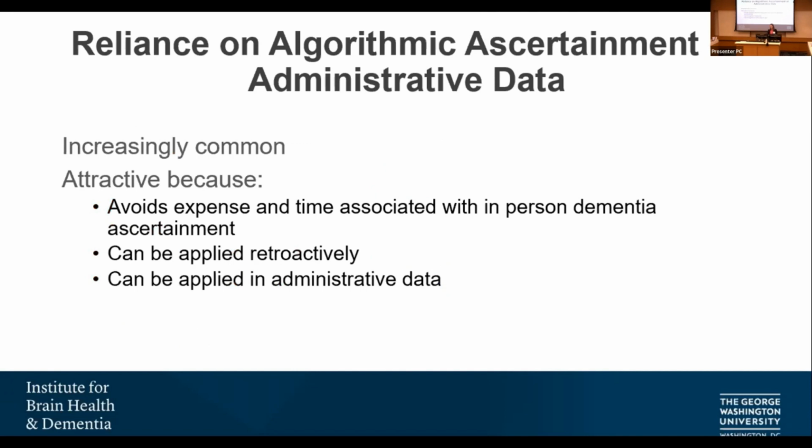So reliance on algorithmic ascertainment or administrative data, especially to identify dementia, is increasingly common. And that's because it's really useful, right? It avoids the expense and time associated with in-person data ascertainment. It can be applied retroactively. If you've got a study that's 20 years old, you can figure this out now and go back and figure out when people develop dementia during your 20 years of follow-up. And you can apply it both in cohort data and administrative data. So it can be really, really powerful.